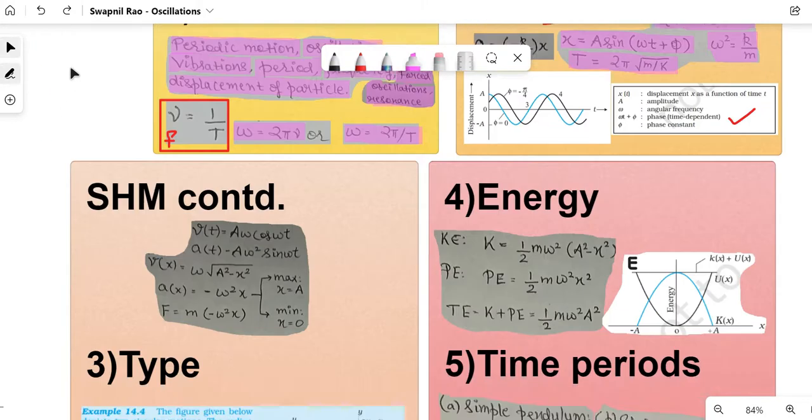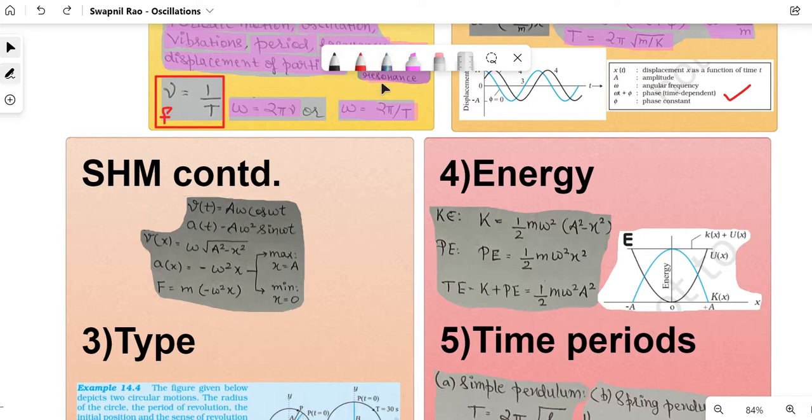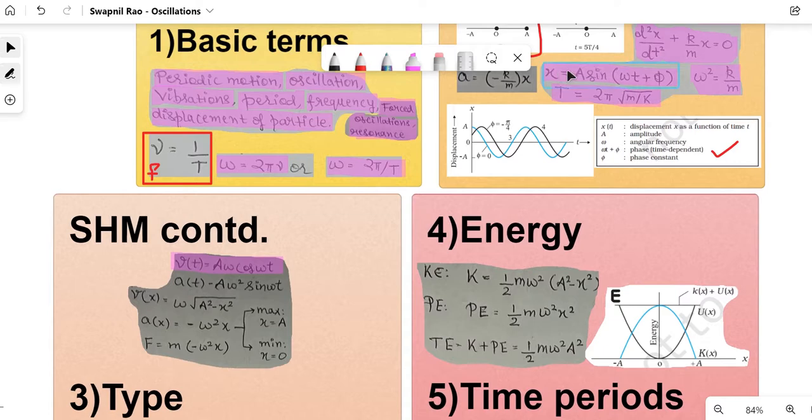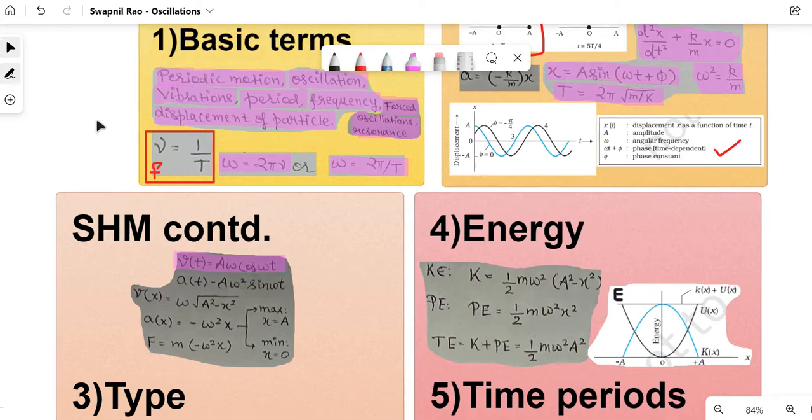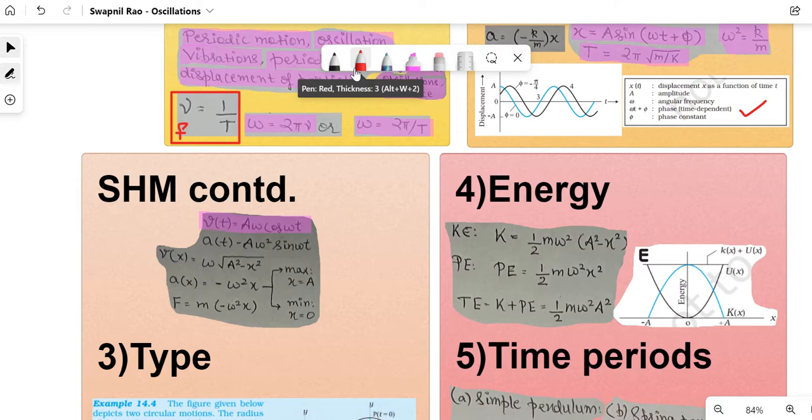So as you can see over here, it says velocity as a function of time is equal to a omega cos omega t. So if you're wondering where this formula came from, you can differentiate displacement to get velocity, from kinematics. Keeping phi as 0, x is a sine omega t, so when you differentiate it, it will become a omega cos omega t. When you differentiate velocity, you'll get acceleration. So when you differentiate it again, you'll be getting a as a function of time, which is minus a omega square sine omega t.